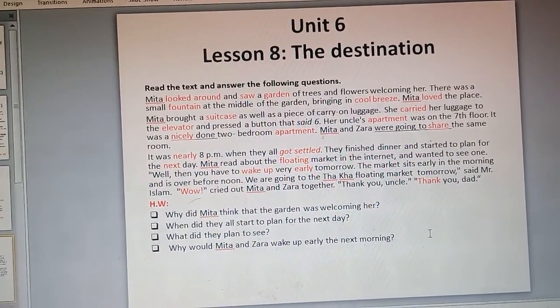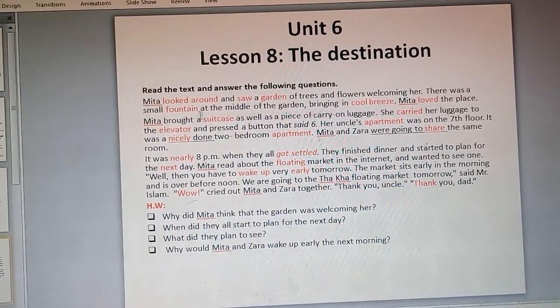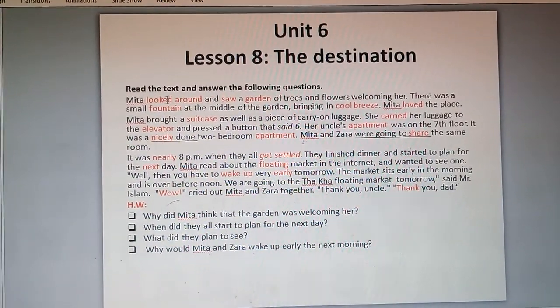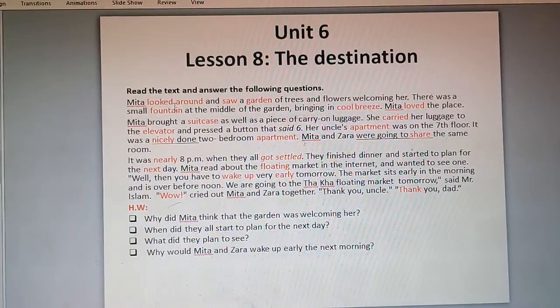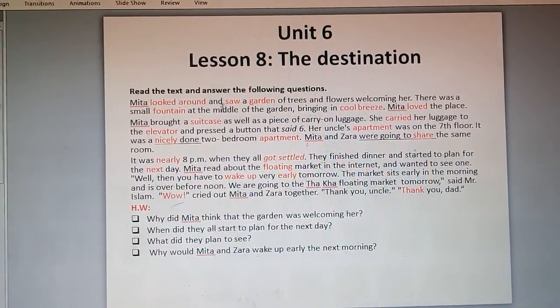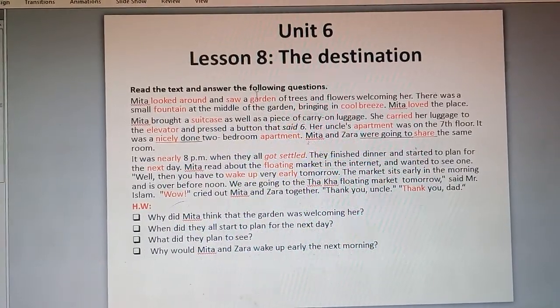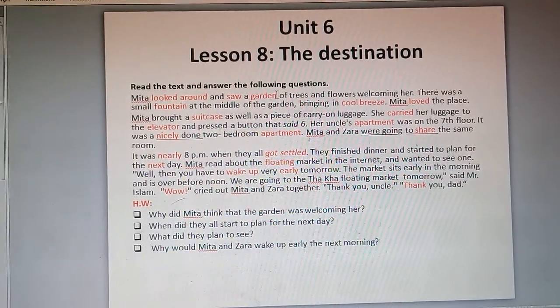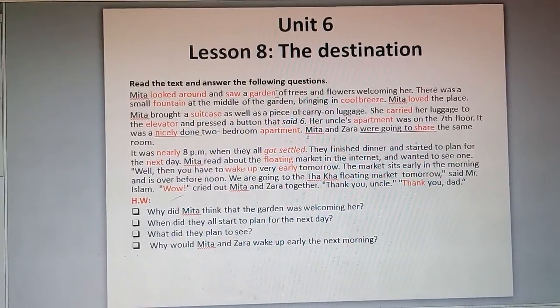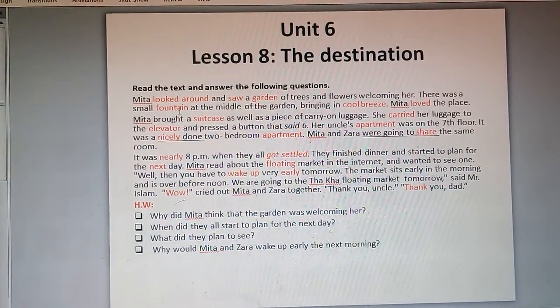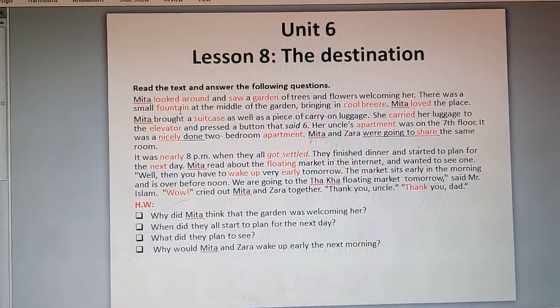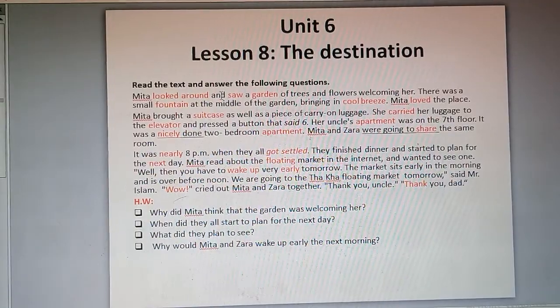So let's go for vocabulary here. Look around means investigate, try to explore. It can be replaced by that one. See, it can be replaced by view or looked at. Garden, it can be replaced by orchard or yard. Fountain, it can be replaced by stream or spring.